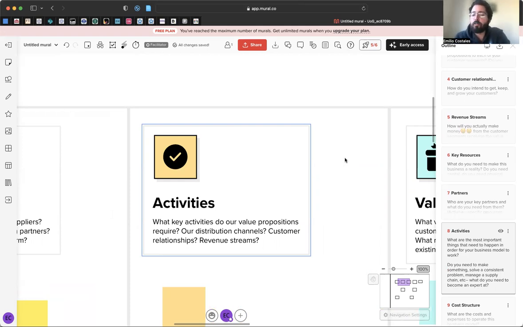For example, if you're starting a coffee shop, what has to be done? Yes, of course, you have to sell coffee, but how many customers will you need to sell to in order to break even? How often will you have to resupply?